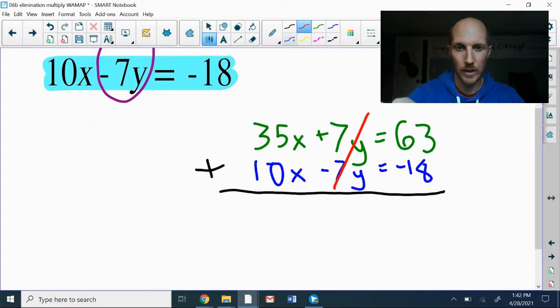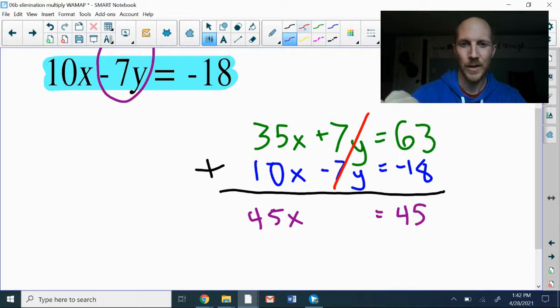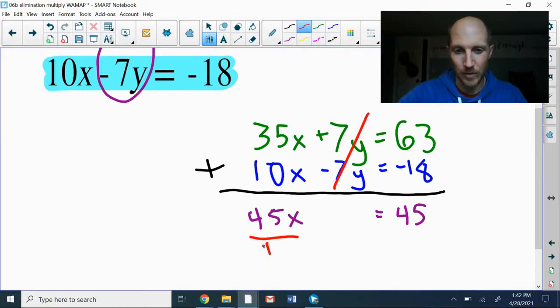So just go ahead and write that down now. And then let's go down the other column. So 35x plus 10x gives me 45x. That's a big number. The y's are eliminating one another. Let's bring down that equal sign. And 63 minus 18 is 45. Well, this isn't so bad then, huh? All right, so to solve for x, I got that purple equation, 45x equals 45. I'm going to divide both sides by 45 to get x by itself. And that will give me x equals 1.